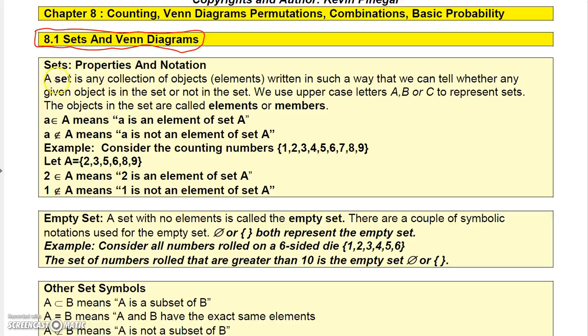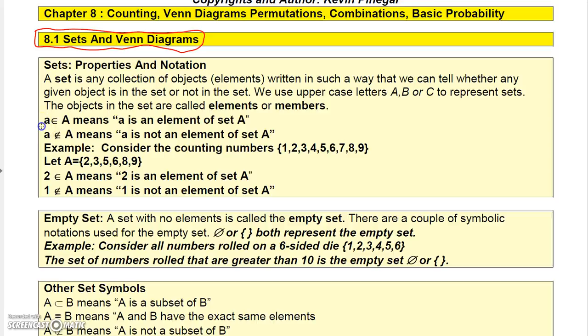So let's talk about a set. A set is any collection of objects or elements written in such a way that we can tell whether any given object is in the set or not in the set. Now, we use uppercase letters like capital A, B, and C to represent sets. And the objects in the sets are called elements or members, and we generally would use lowercase letters for elements in the set. Or we might just, whatever the elements are, use that to represent them.